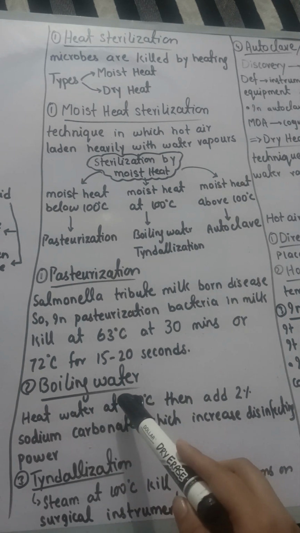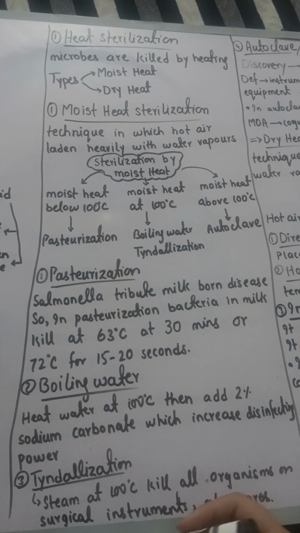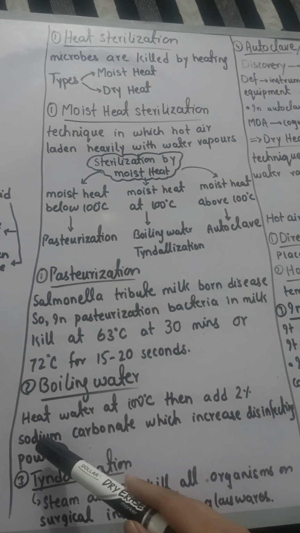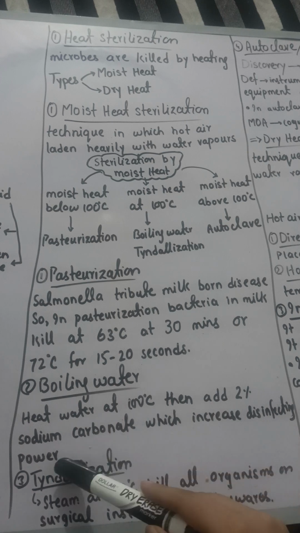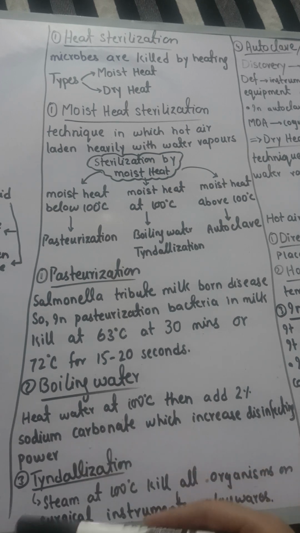The second method is the boiling method. You know that boiling water is very helpful for the removal of all types of bacteria. You heat your water to 100 degrees centigrade, and then you can add 2% sodium carbonate to it, which increases the disinfecting power of your boiling water. After that you put in what you want to disinfect, like surgical instruments or glassware, in order to clean them of all types of microbes.